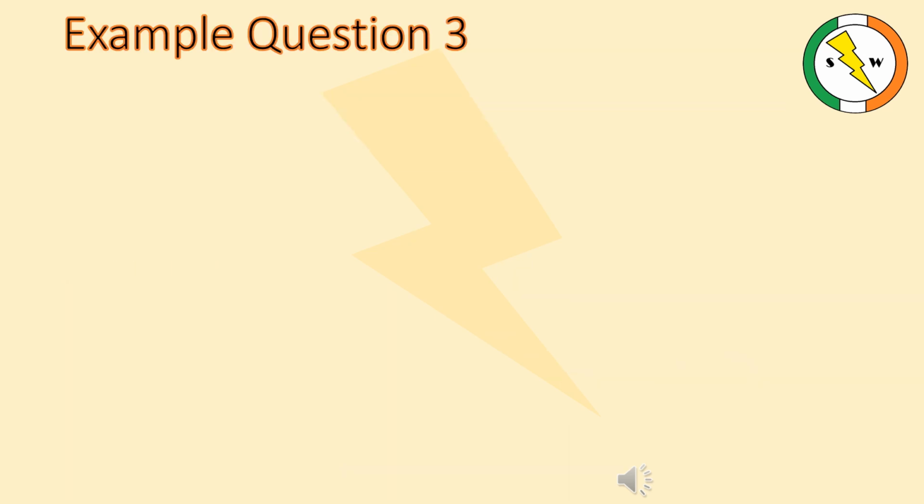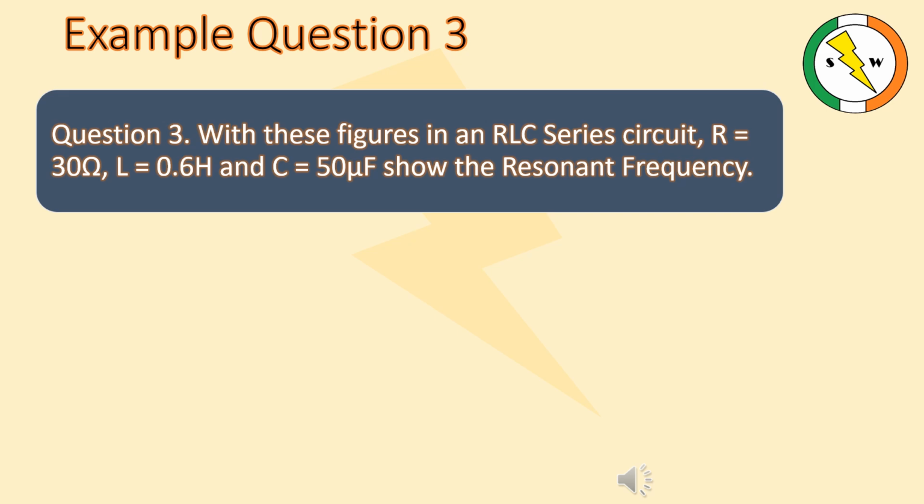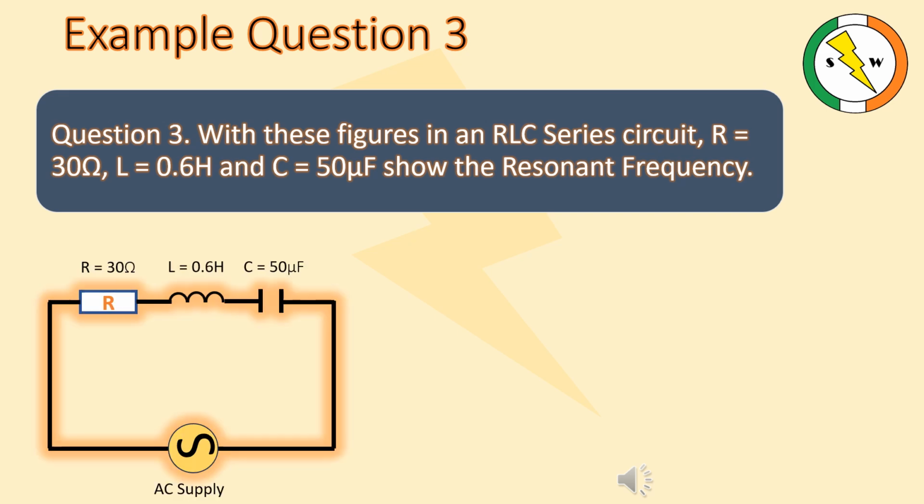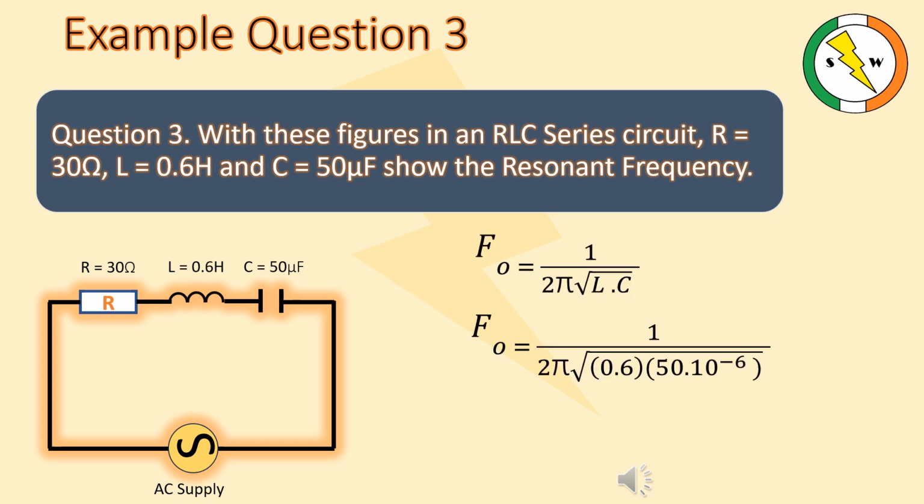Example question 3. With these figures in an RLC circuit, R equals 30 ohms, L equals 0.6 henries, and C equals 50 microfarads, show the resonant frequency. So step 1, just draw out your circuit, put in the figures. Step 2, draw out your formula. Step 3, put in the figures from the circuit. On step 4, find the resonant frequency, which is 29.06 hertz in this example, and that's full marks again.